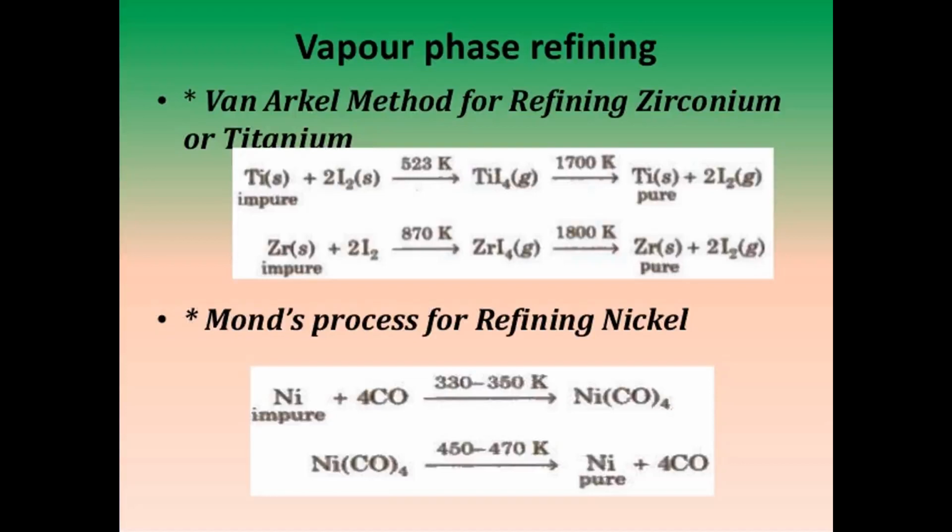Further, we take zirconium, and it is heated with iodine. Zirconium tetraiodide is formed. Further heating at 1800 Kelvin gives pure zirconium metal. This is the process of refining. These are the refining processes. Did you understand, children? Right.